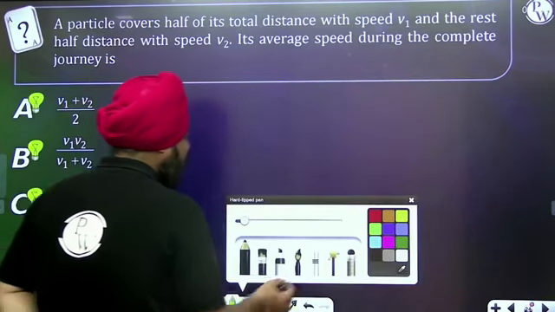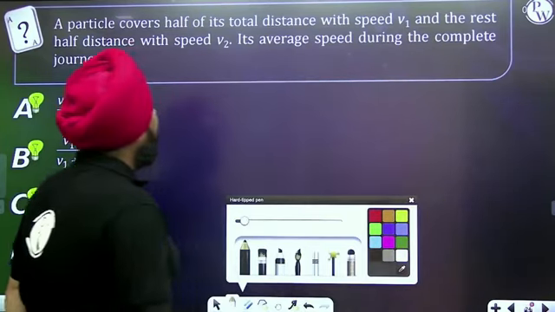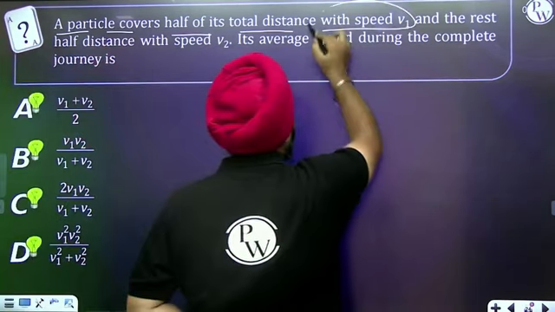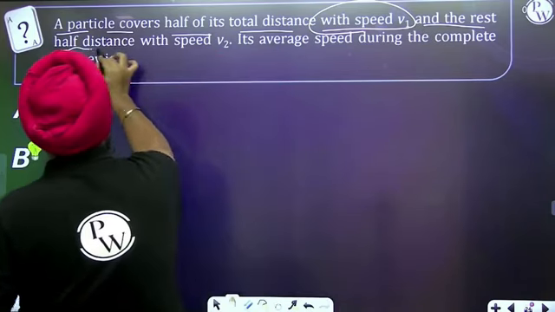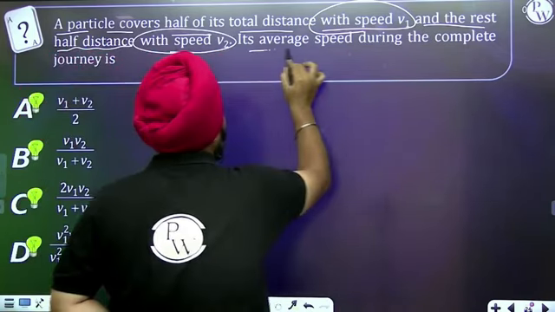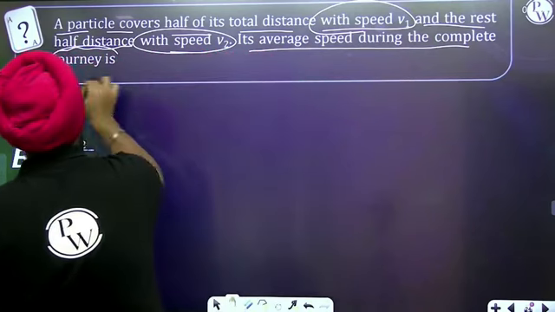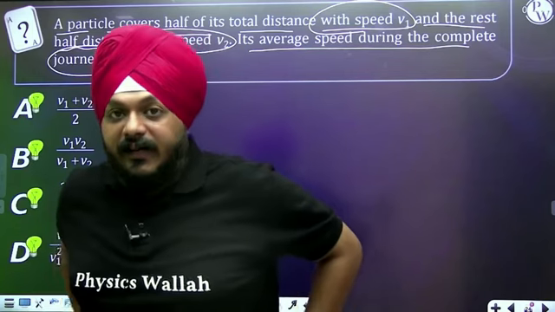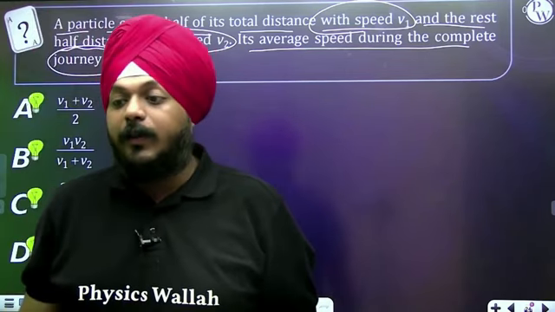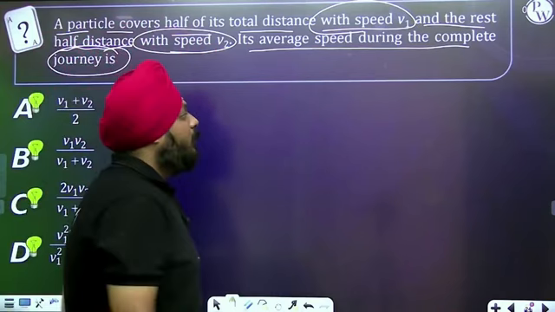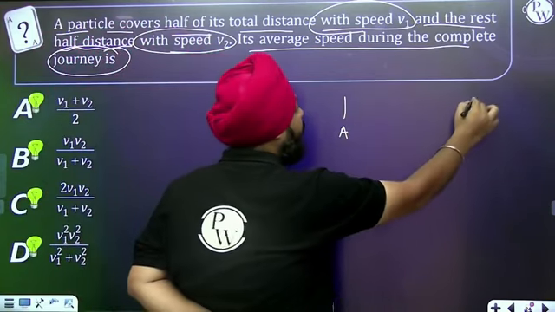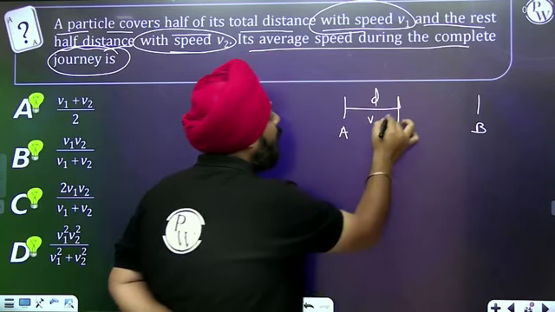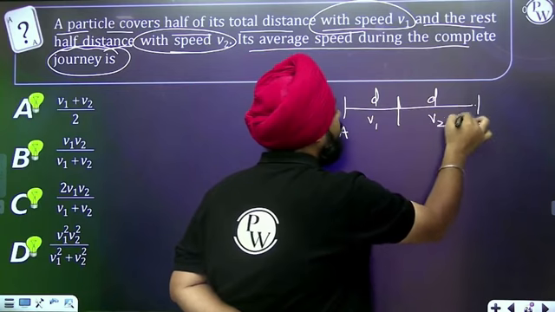Okay, let's move on to the first question. A particle covers half of the total distance with speed v1 and the rest half distance with speed v2. The average speed during the entire journey will be what? Now we are going to see the proof of the equal distance interval case. I gave you the formula already; now we see the proof. Suppose it starts from A, it ends at B. For the first distance D, it is moving with speed v1. For the second distance D, it is moving with speed v2.